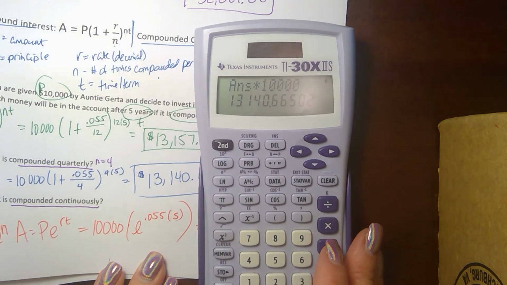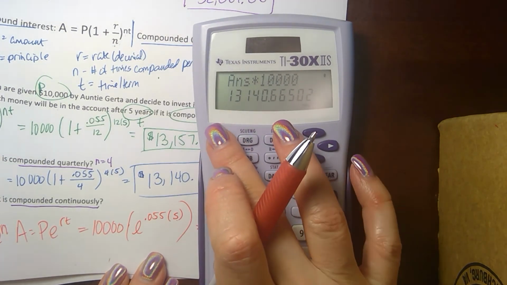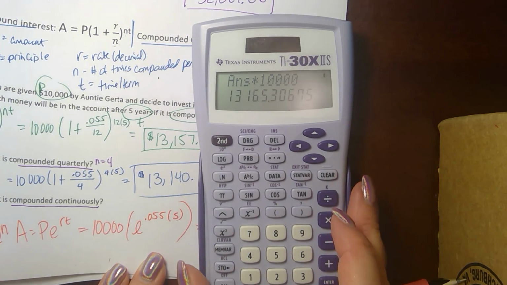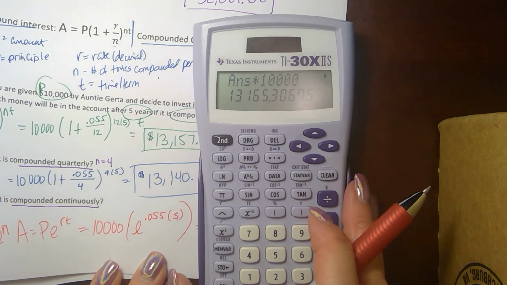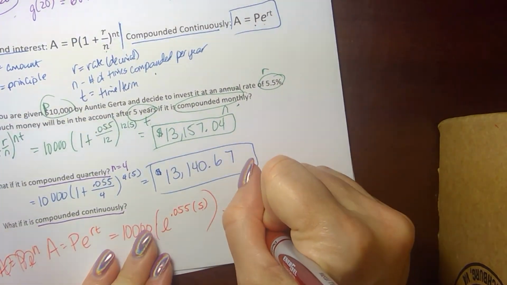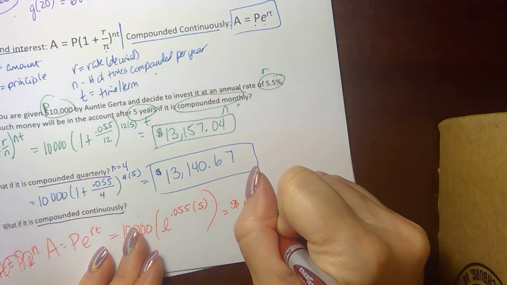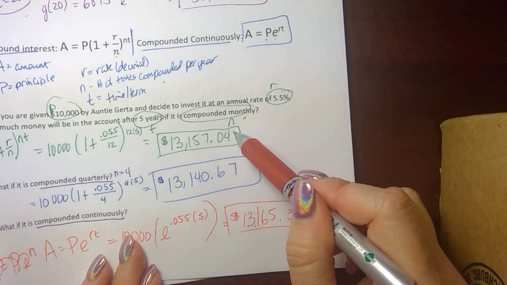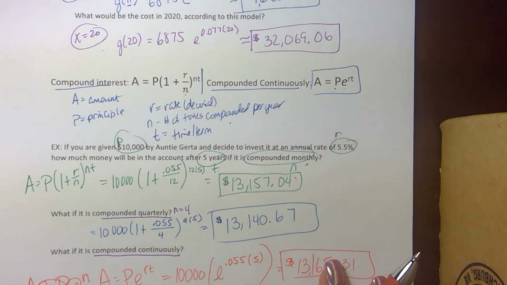All right, into your calculator, you're going to start with e, so I need to do second function natural log. My exponent is 0.055 times 5. And then I multiply that times my principal, 10,000, and I get $13,165.31. A little bit better than when I was compounding monthly, but not a lot over 5 years.